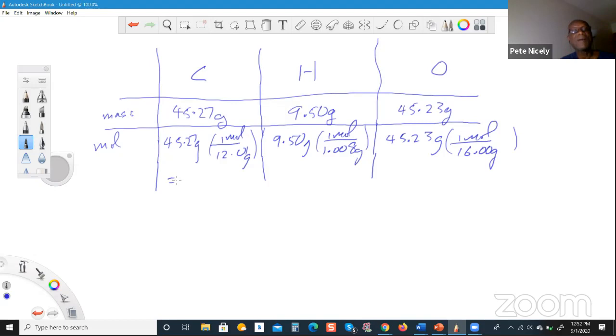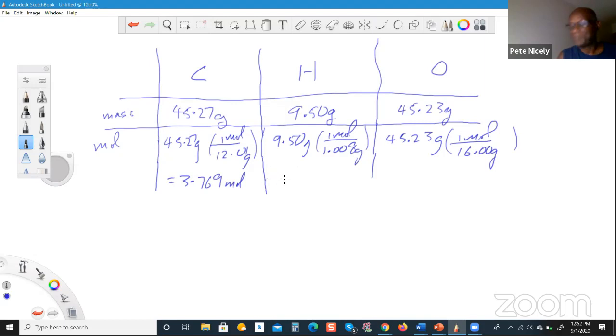45.27 divided by 12.01. Okay, so according to my calculation, this works out to be, rounded off, 3.769 moles.